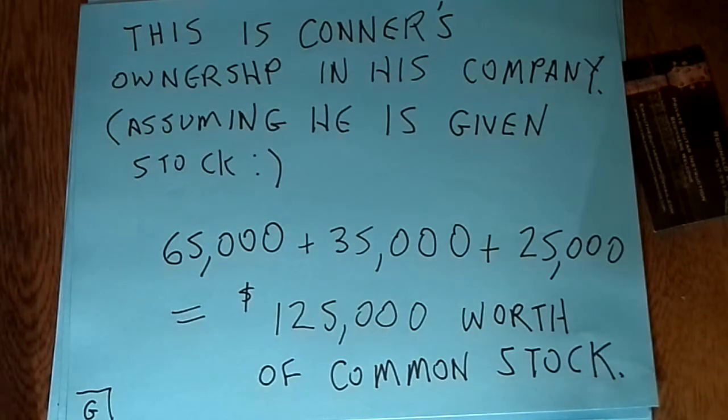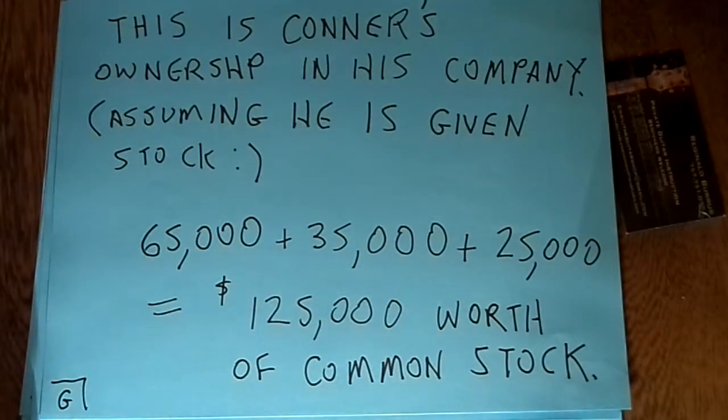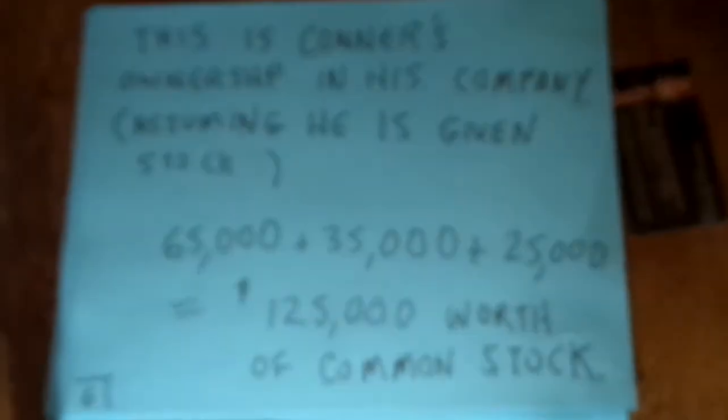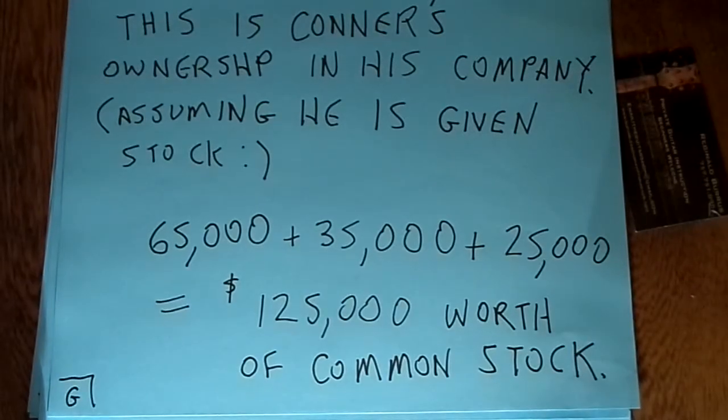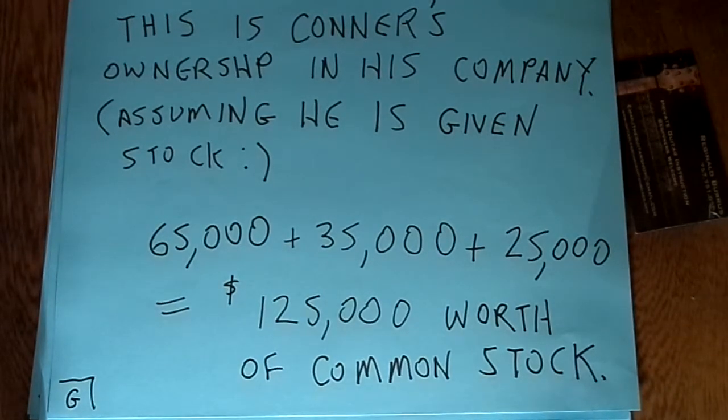That journal entry that you just saw on the previous page was not complete though, because a journal entry has to balance to be complete. So let's think about what the credit should be. Well, we ought to add up the $65,000, the $35,000, and the $25,000. This creates $125,000 worth of investments that Connor made.